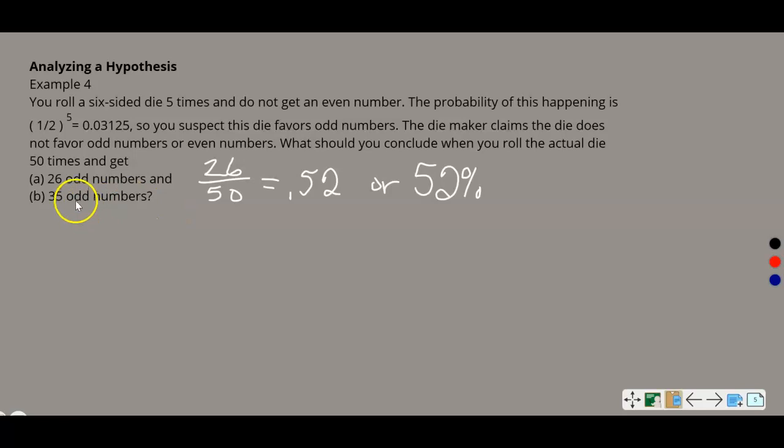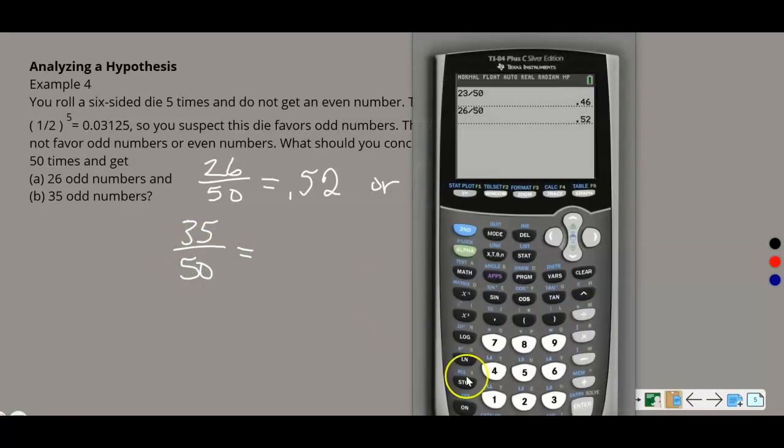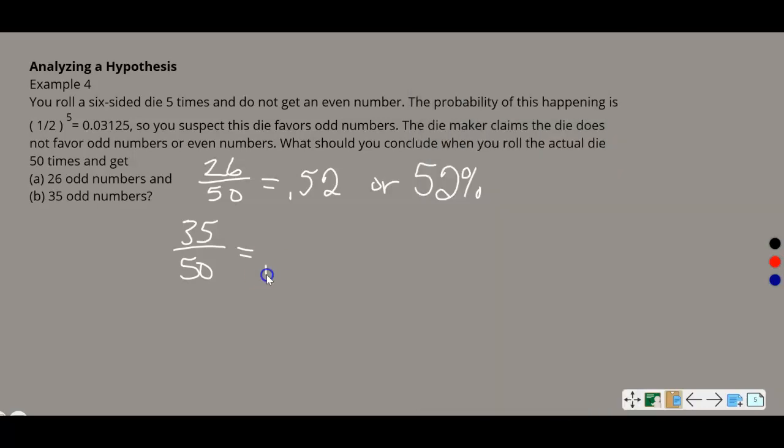All right. Now, however, if you roll it 50 times and part B says you get 35 odds, well, 35 out of 50, that's a little bit different. If you get 35 out of 50, what percent is that? All right, that's 0.7, so that's about 70%. That's going to make you question whether that die is actually a good die or if it does favor even or odd numbers, whatever it is.